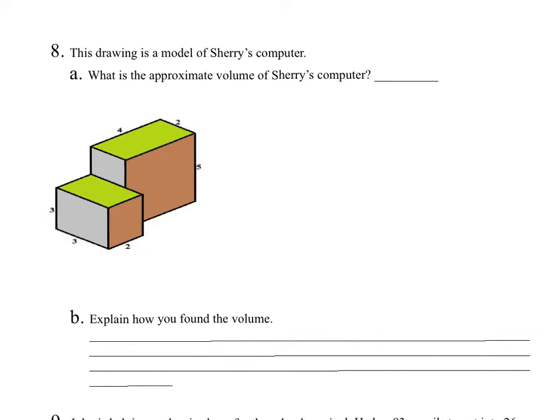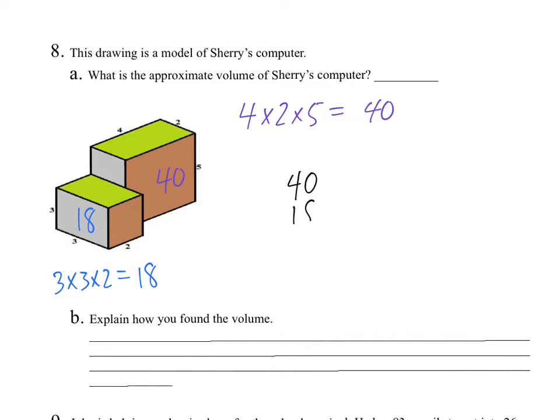It looks like it's 4 times 2 times 5, which is going to give us 40. So I'll write that in there. And then we have this other one over here, which is 3 by 3 by 2, which is going to give us 18. So I put those together. Now our last step, we need to combine these two amounts, 40 plus 18, which is 58.